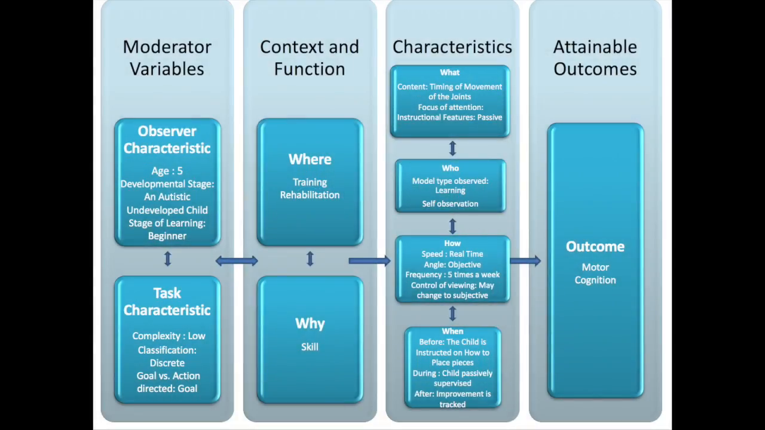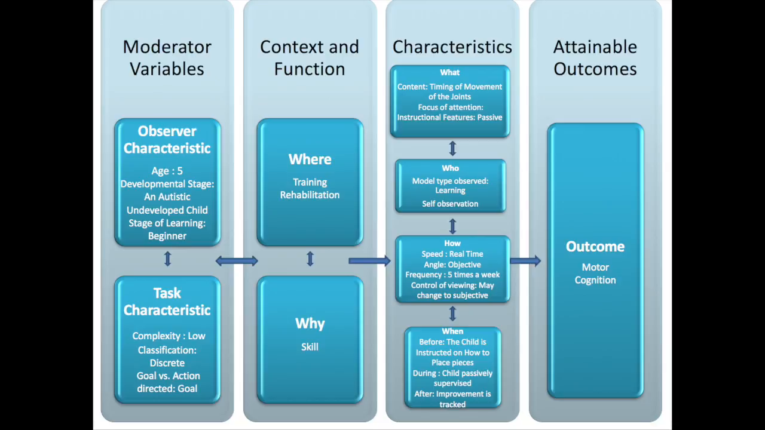Okay. Skill 1. Observation model. Moderator variables. Observer characteristics. Age, around 5. An undeveloped, possibly autistic child in the beginning stages of learning. This would be a discrete task, clear start and end, with low complexity.